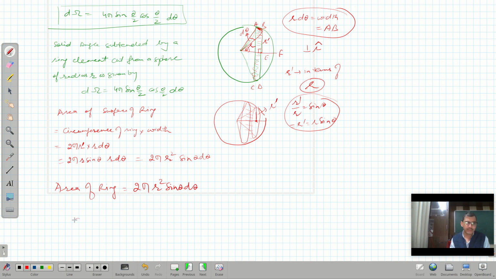So therefore it subtends an angle equal to area divided by r square. So it is 2 pi r square sine theta d theta divided by r square. So this is it.